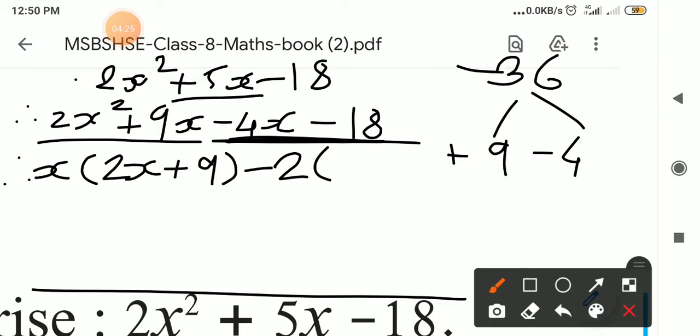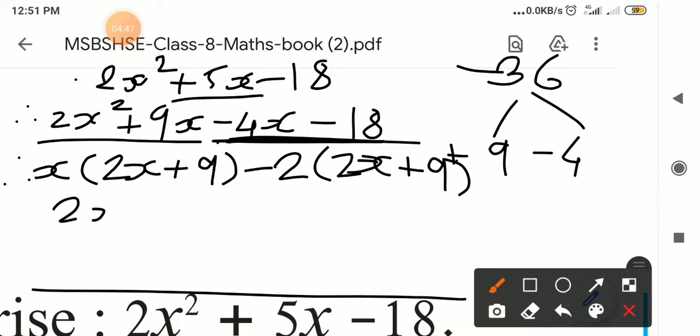So 4x square, 2 gone outside, it will be 2, because here 2 gone outside, so here remains 2x. And 2's table inside 18 is present at which place? 9th place. And because of negative sign, it becomes positive. So positive 9. So this is the common bracket, that is 2x plus 9.